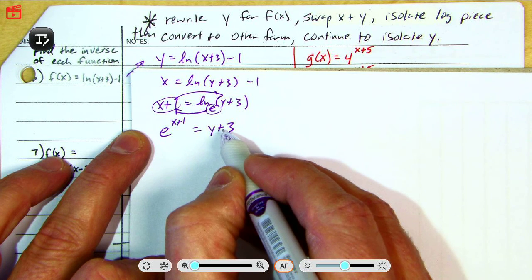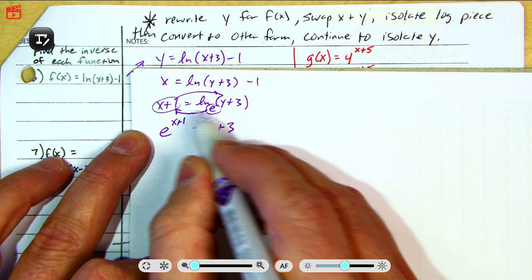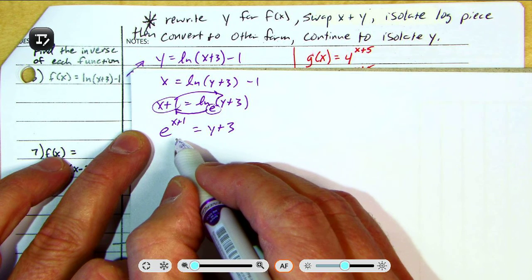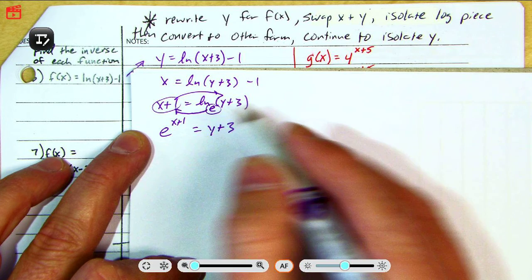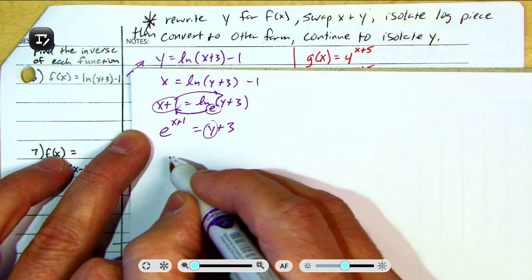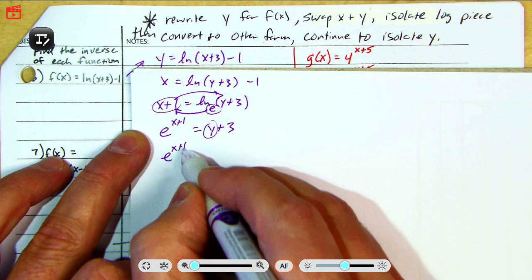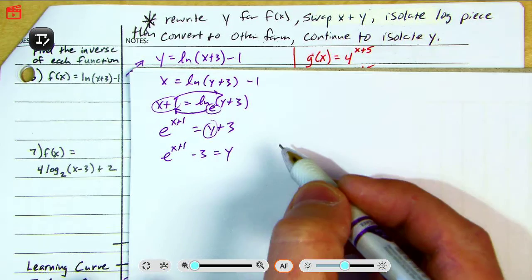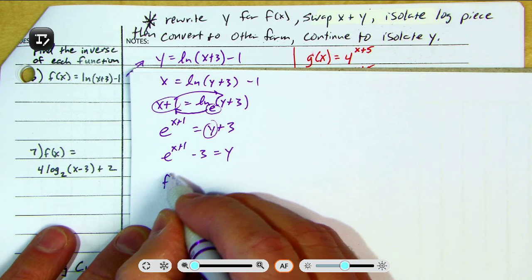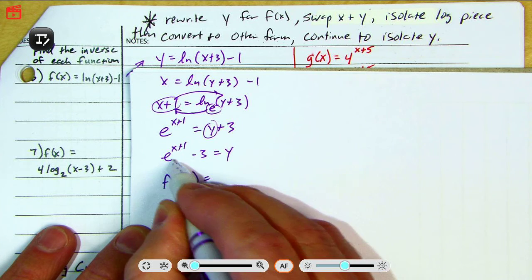You see how we convert bases and we swap sides? We swap sides because I brought the e to the left side. That's the only reason it looks weird. Now, continue to isolate y. What's the last thing we do? Subtract 3. So there's our inverse. We can write this in function notation. We can just say f inverse of x equals this stuff right here.